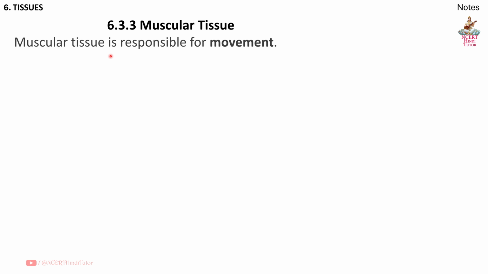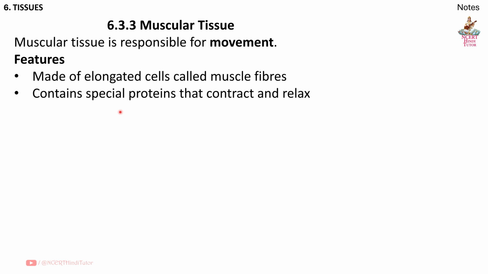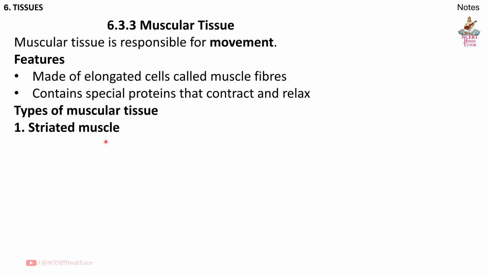6.3.3 Muscular tissue. Muscular tissue is responsible for movement. Features: made of elongated cells called muscle fibers. Contains special proteins that contract and relax. Types of muscular tissue: first, striated muscle.